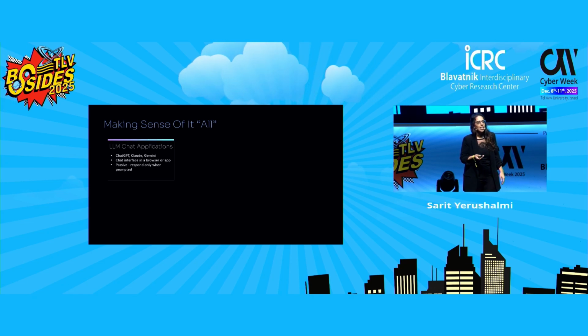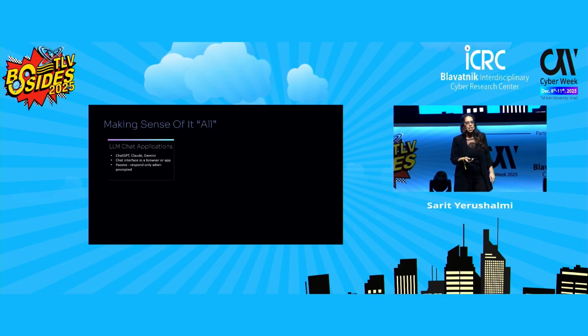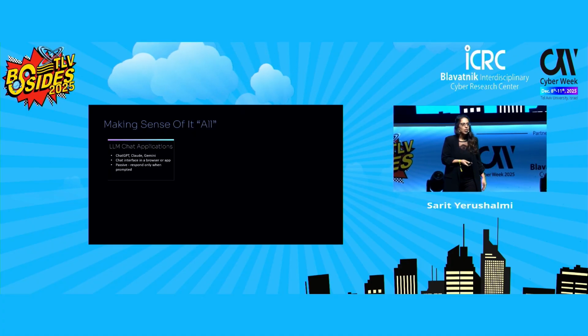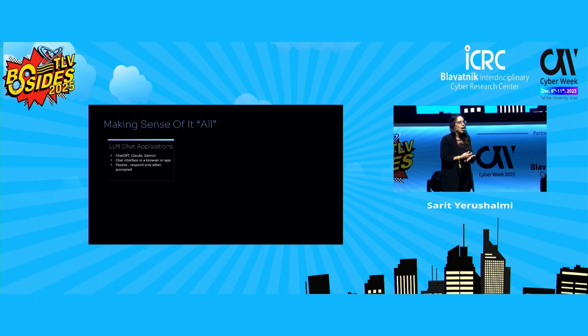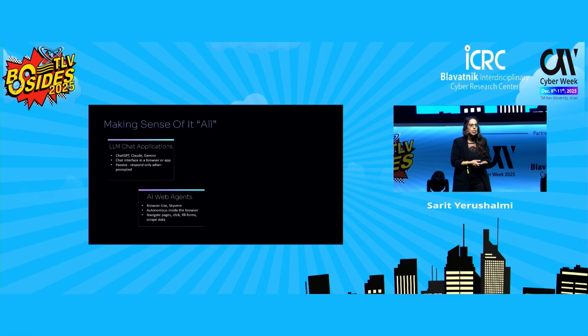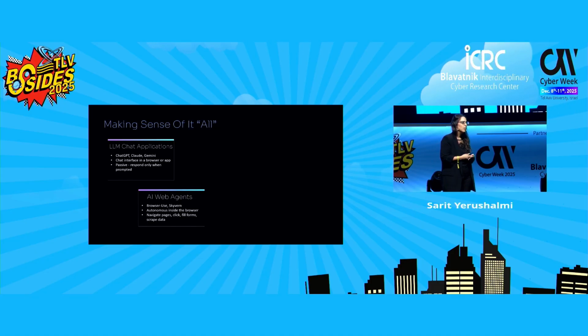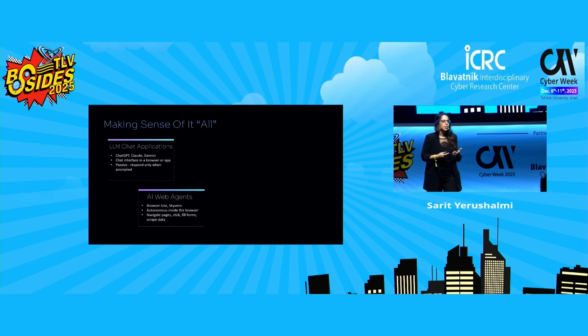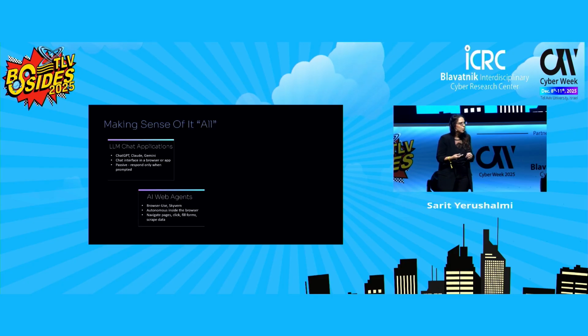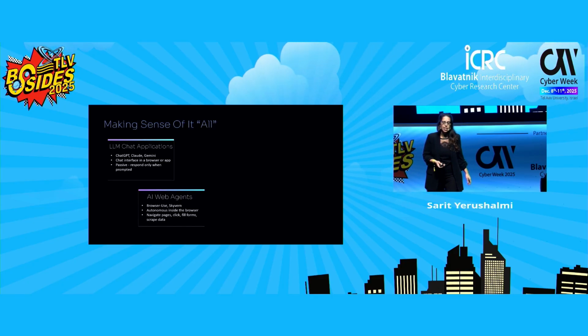So we started with LLM chat applications, which, as I said, are ChatGPT, Claude, and Google Gemini. They sit inside a normal browser tab or in an app, and they answer questions and generate text, but they do not act on their own on the computer. Next, we have AI web agents like browser use and Skyvern. These operate inside the browser. You give them the goal, and they figure out the way to achieve it. They drive the session for you by clicking, typing, navigating, scrolling, and extracting data.